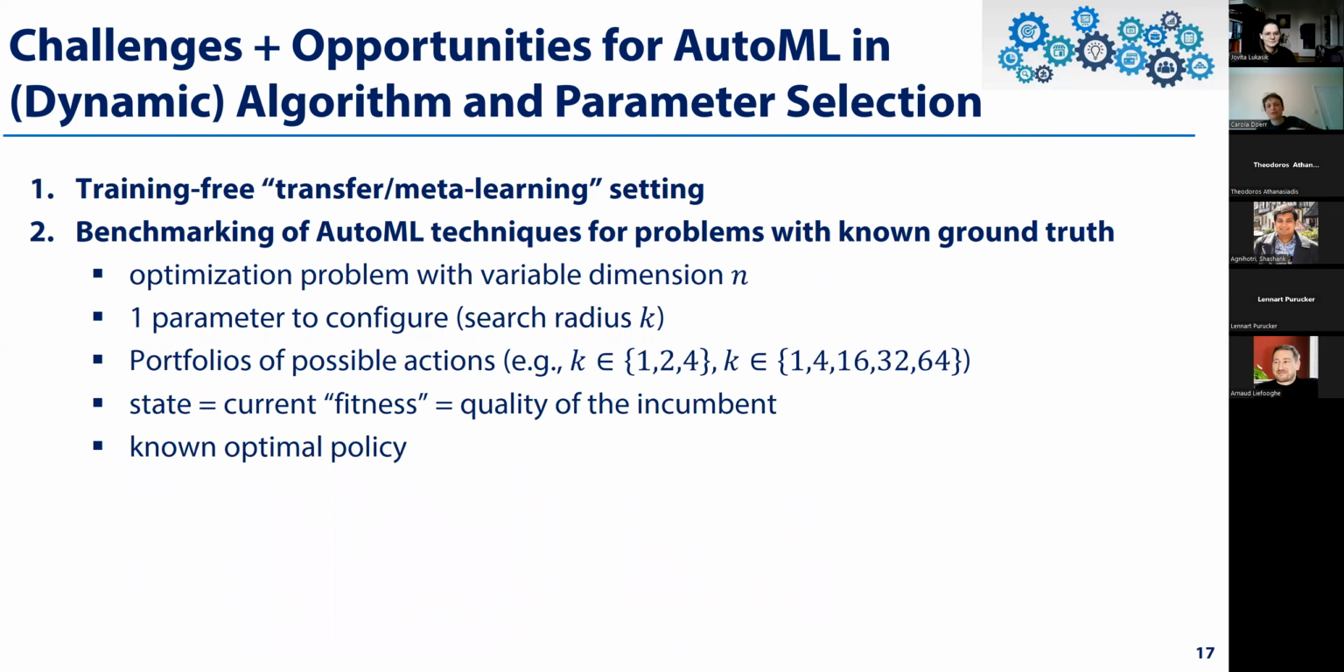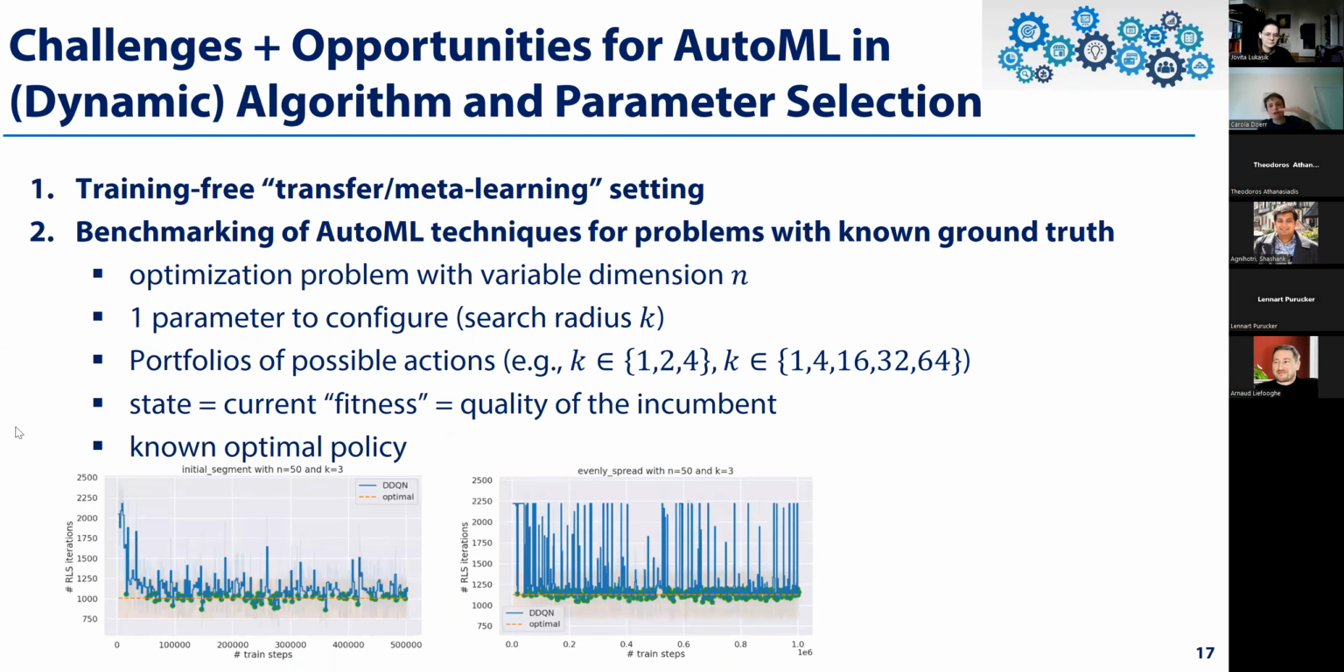I won't describe the problem in great detail, just to say that what's nice about this framework is that you can change quite a few parameters. You can change the dimension of the problem. You can change the portfolio of the actions that the policy can choose from: the size of the portfolio, but also its composition, and so on. And we have a very simple notion of state, which is just the quality of the current best solution. And as I say, we really know what the optimal policy is here.